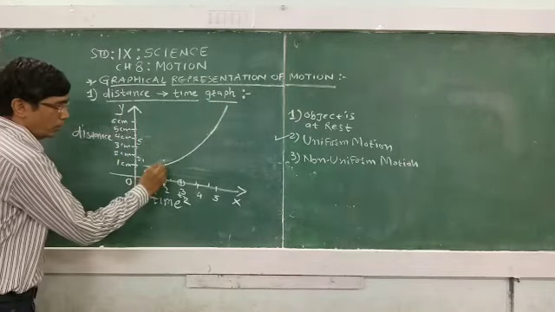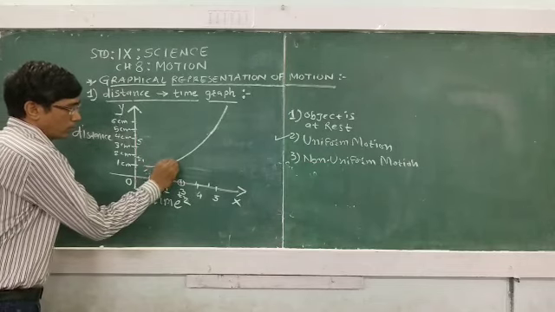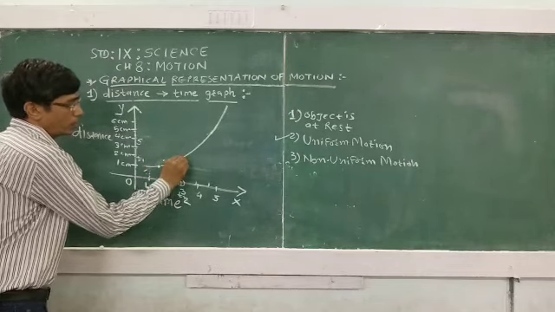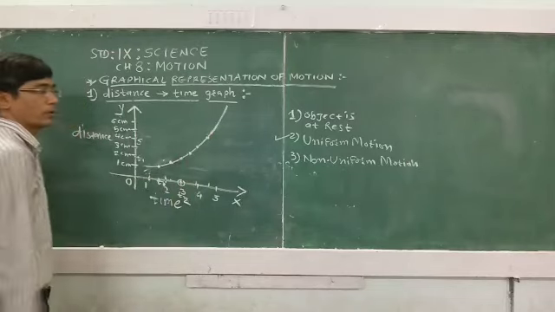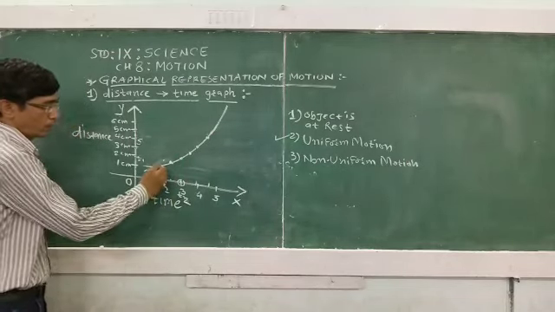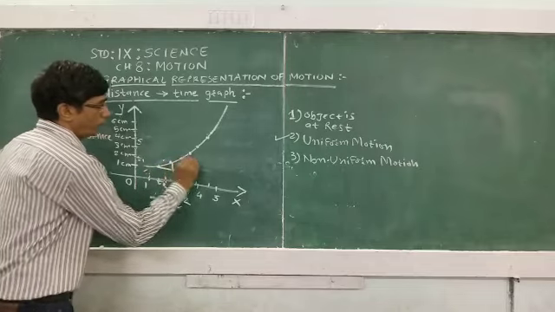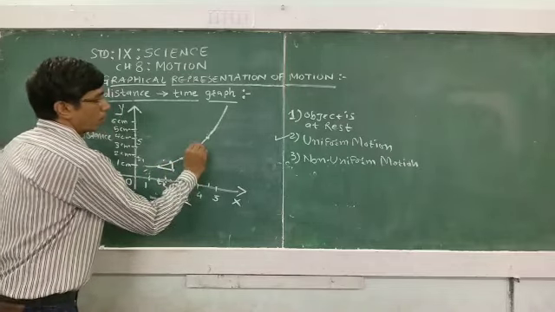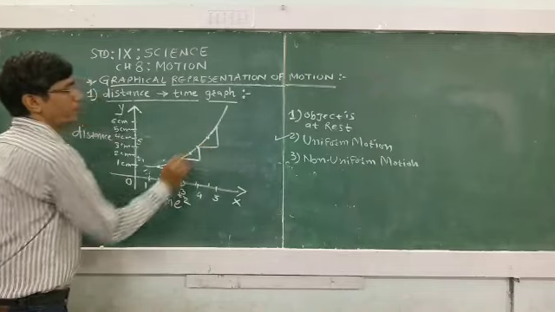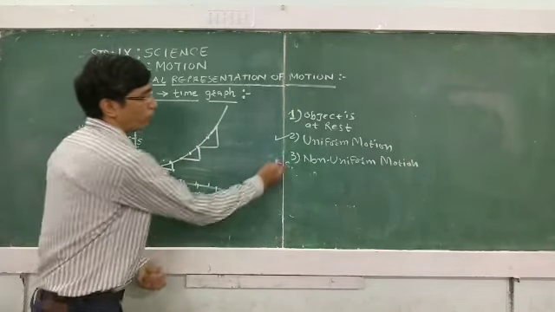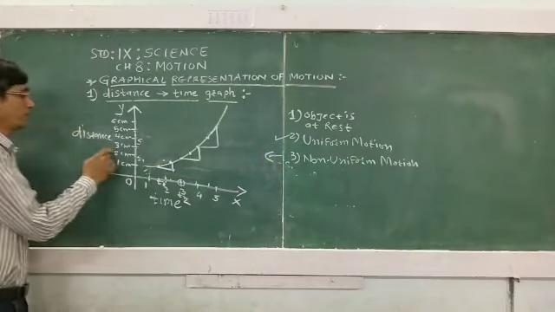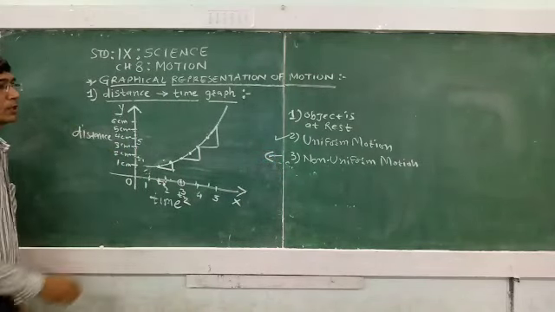So here the distance covered in different time intervals is different. So if you take the slope, then you will get a different slope. Different slope indicates the different speed here. So this is the non-uniform motion in which we have drawn the distance versus time graph.